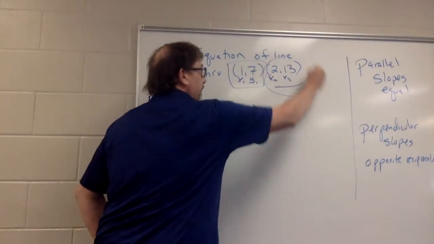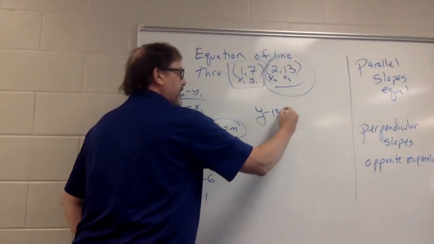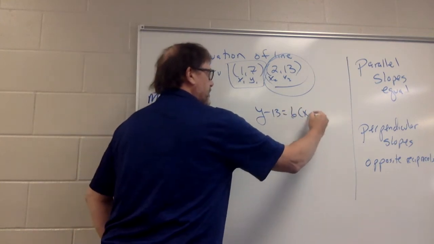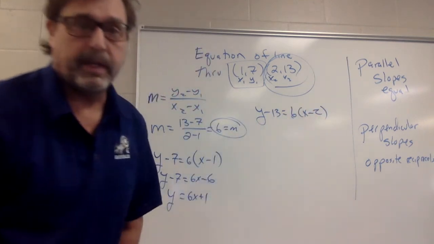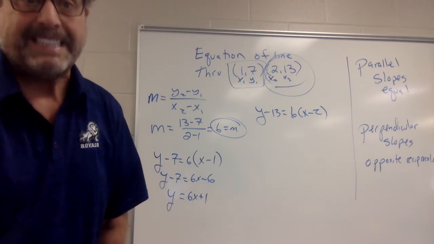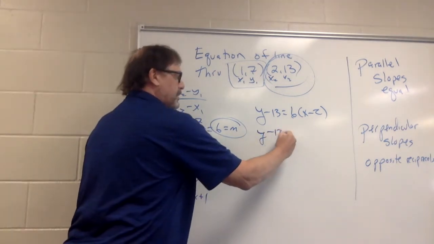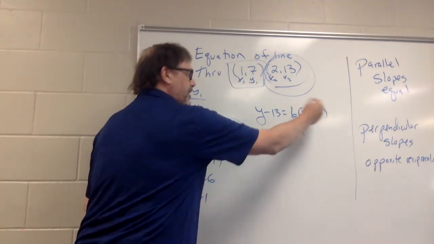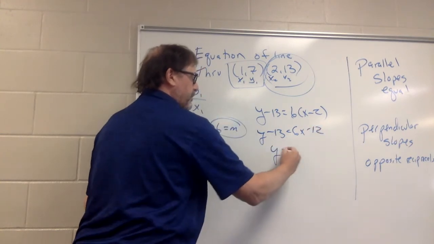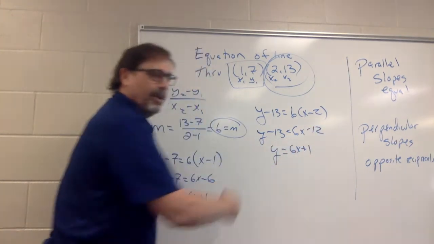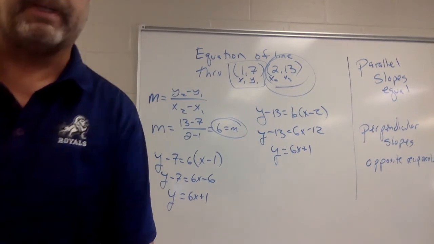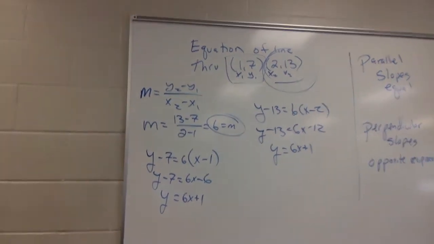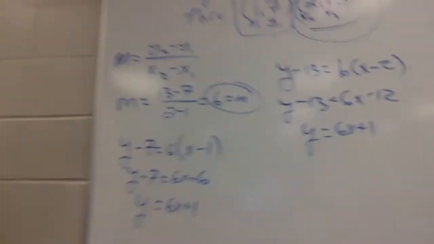I'm going to use this one now. y minus 13 equals 6(x minus 2). Oh no, that doesn't look like it's going to be the same. Everybody in the room gets multiplied by 6. Add 13 to both sides. Hello. They are the same. Cool.